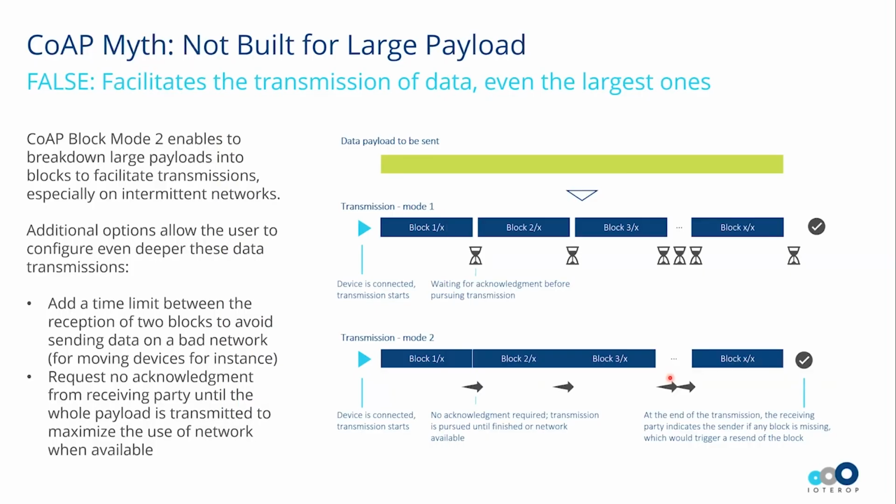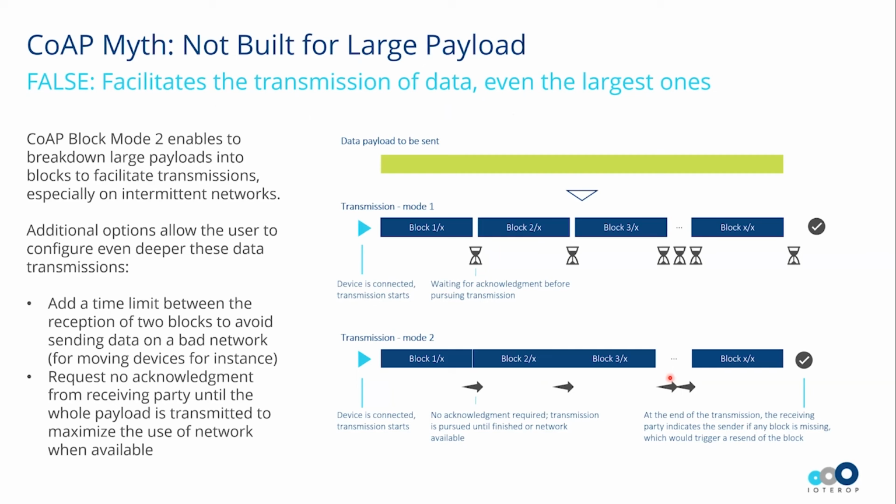Because lightweight M2M is often used with CoAP, people often believe, and I've seen that recently in a post with Julien Vermillard, that CoAP is not built for large payloads. When you work in block mode in CoAP and you want to launch a large payload, you have to wait for each block to get acknowledged.